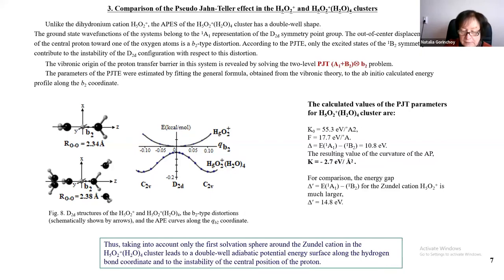The ground electronic state of the system belongs to the A1 representation of the D2d symmetry point group. The off-center displacement of the central proton towards one of the oxygen atoms is a B2 type distortion. According to the pseudo-Jahn-Teller effect, only the excited states of B2 symmetry contribute to the instability of the D2d nuclear configuration. The adiabatic potentials were calculated and the parameters were estimated. Thus, it was found that taking into account only the first solvation sphere around the Zundel cation in the cluster leads to a double well adiabatic potential along the hydrogen bond coordinate and to instability of the central position of the proton.